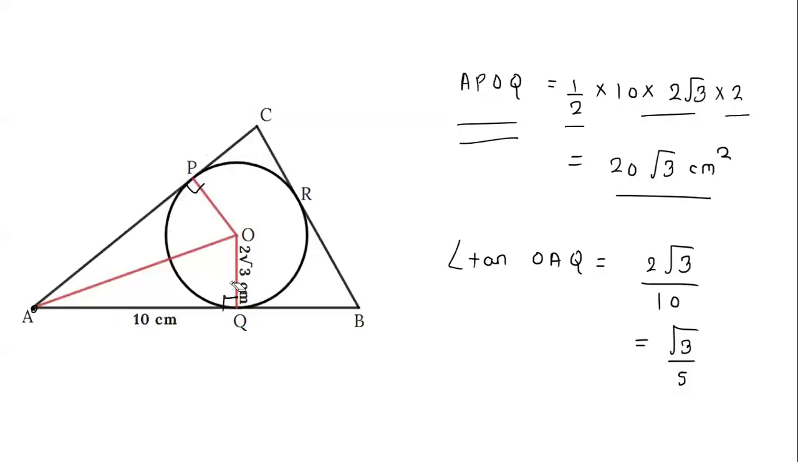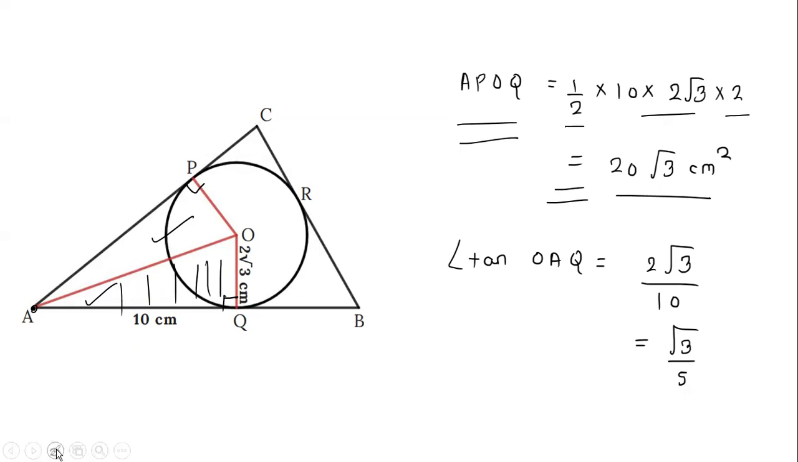So this is the area of this APOQ. APOQ is this whole area, which is simply 2 times this one triangle area, because this triangle and this triangle are symmetric, and we found its value as 20 root 3 centimeter square.